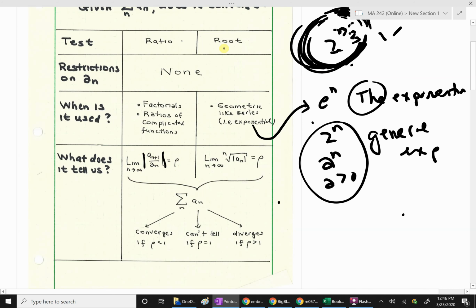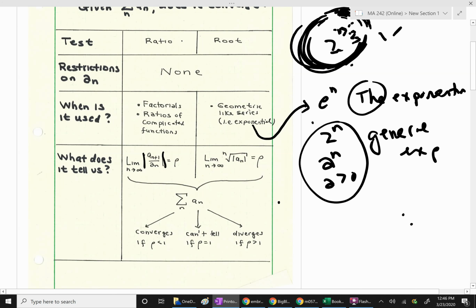The root test, on the other hand, living up to its name, I take the absolute value of any general term in the series, and I take its nth root, not the square root, the nth root, okay? And I take the limit as n goes to infinity. And again, it's equal to some number rho.